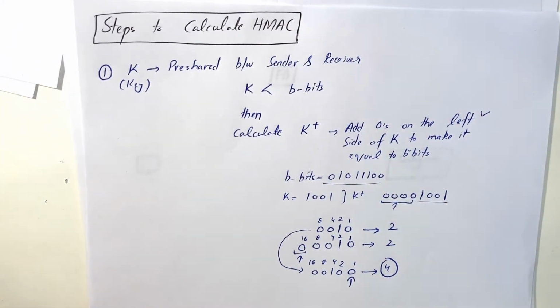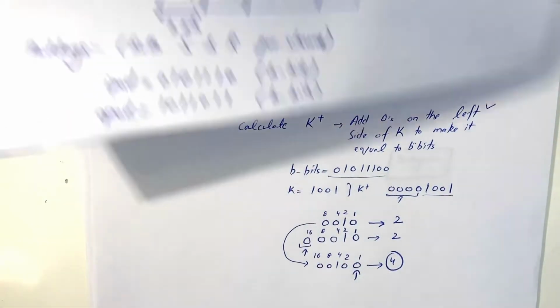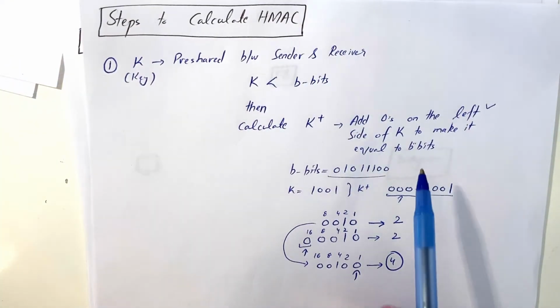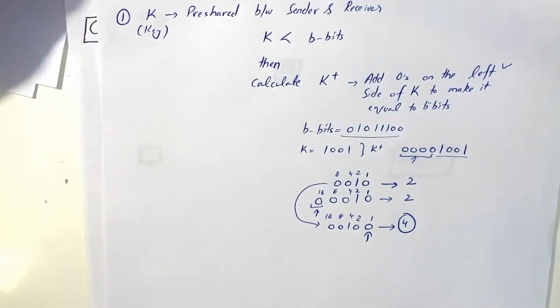Okay, so the first step, let me repeat, k, which is pre-shared. If k is smaller than b bits, the message block size, then what we're going to do is we will append 0 on the left side. We will pad 0 on the left side of the k until it is equal to b bits. Okay, that's the first step.